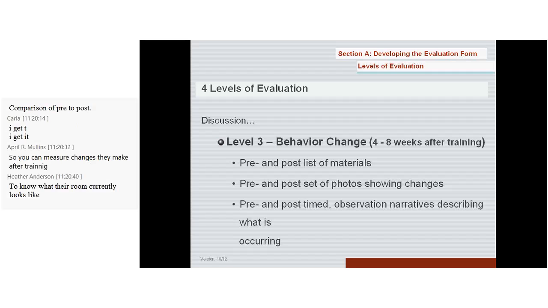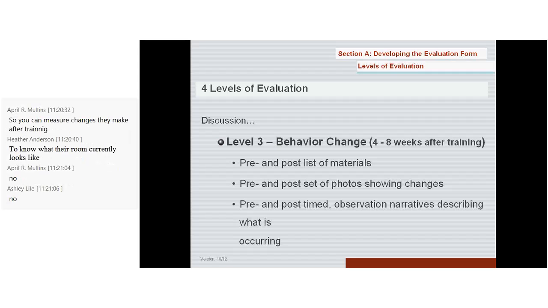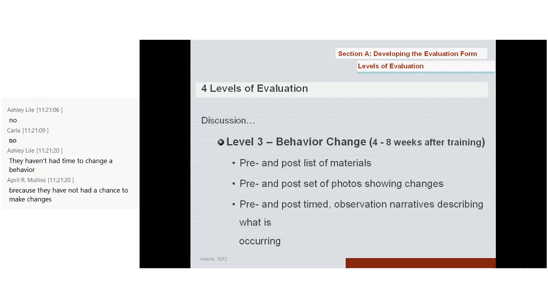Can you ask level 3 questions at the end of the training itself? Okay, somebody said no. Okay, why not? Why can't you do that? You're right. Behavior change. You have to wait for the behavior change. All right. That gives me the go-ahead to move forward. You're absolutely right about that.